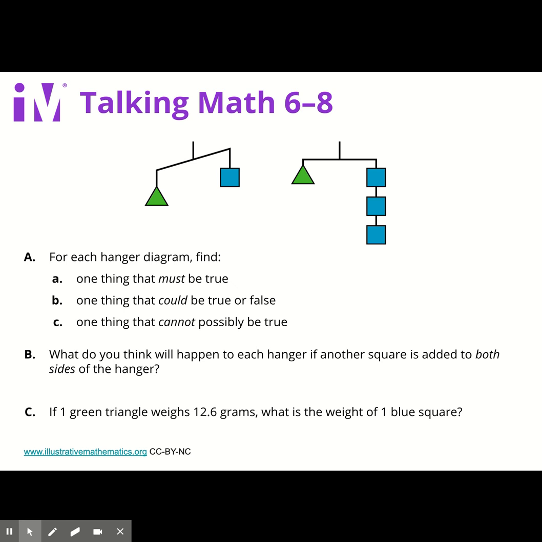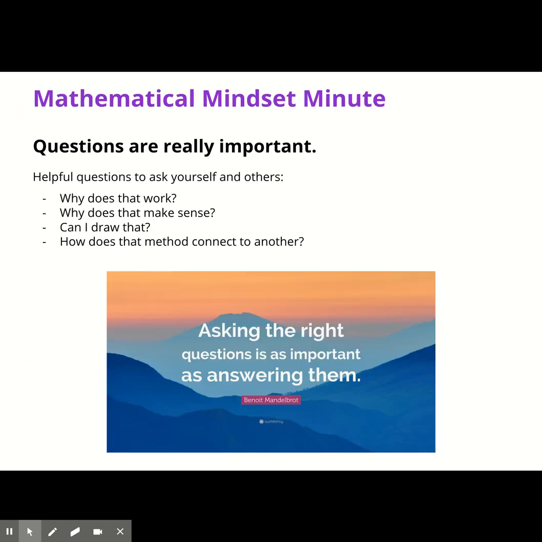Let's take a look at our mathematical mindset minute for this week. Questions are really important. I love when my students ask questions about math. Research shows us that question asking is linked to high achievement. Don't be afraid to ask questions. Most likely, there are other students in your class who are wondering the same thing.